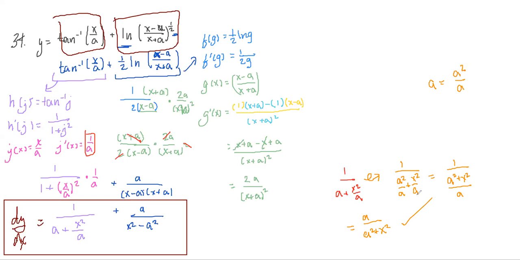But that is not the same as a over a plus x squared. Notice that we have an additional square. Can I add this to this chunk? No, because they have different denominators. This is x squared minus a squared, and this is x squared plus a squared. So not quite the same, can't add them.